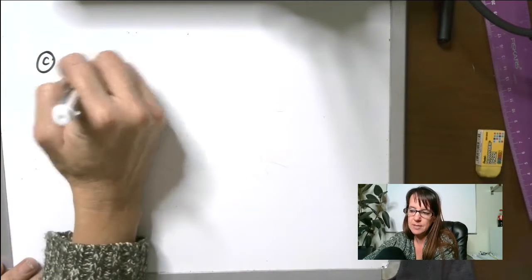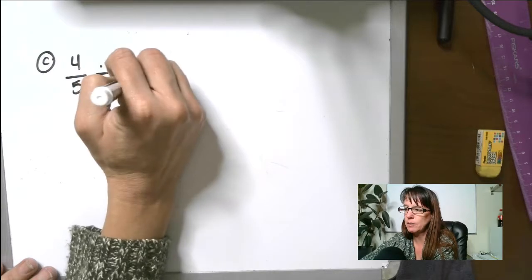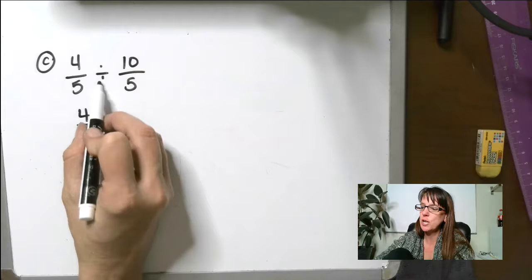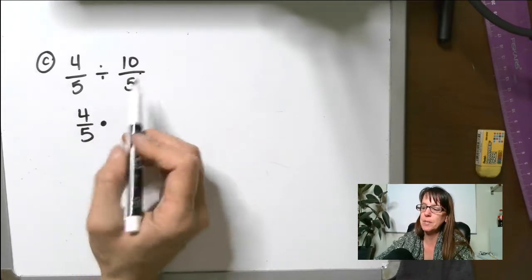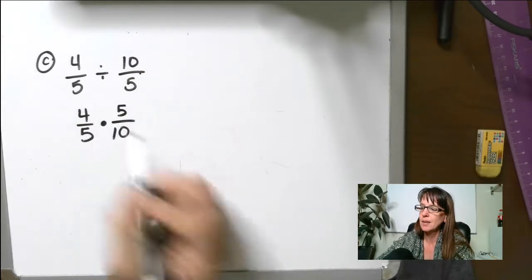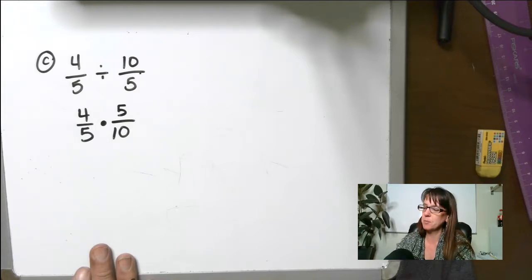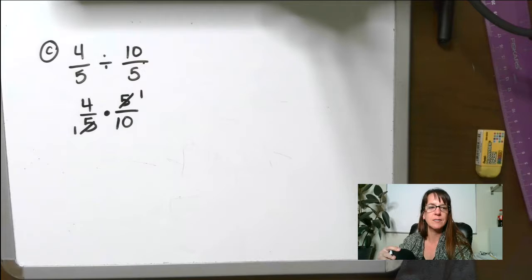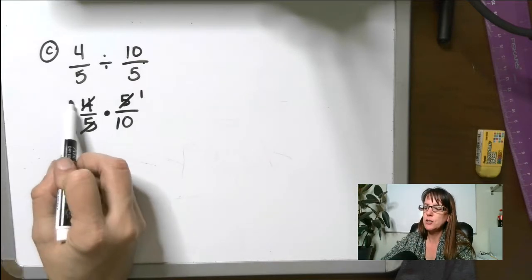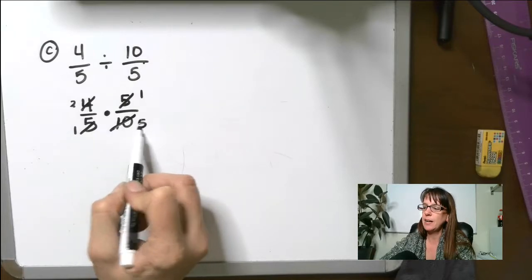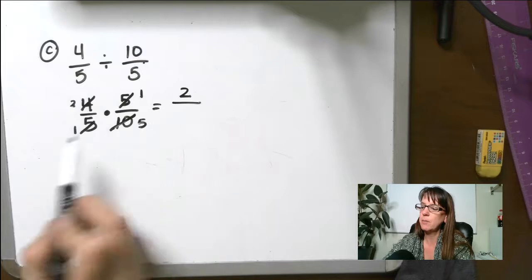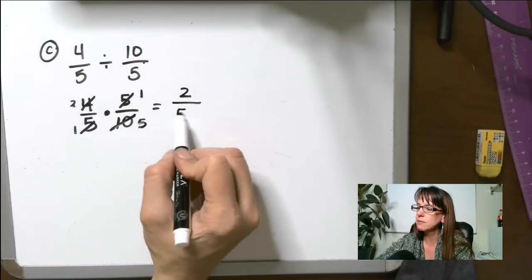C, 4/5 divided by 10/5. We keep that first one, 4/5. We change this into a multiplication and we flip this bad boy around. All right, so that is our new problem. It's multiplication. This 5 is 1. This 5 is 1. Divide both those top and bottom by 5, you get 1. Divide this by 2, I get 2. Divide this by 2, I get 5. So on the top, I have 2 times 1, which is 2. And on the bottom, 1 times 5, which is 5.